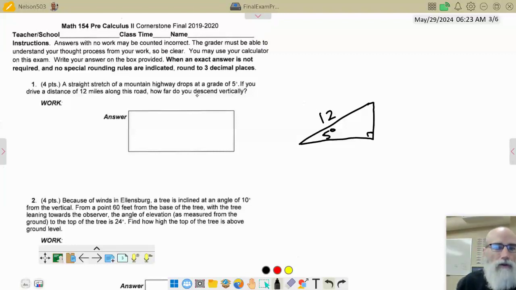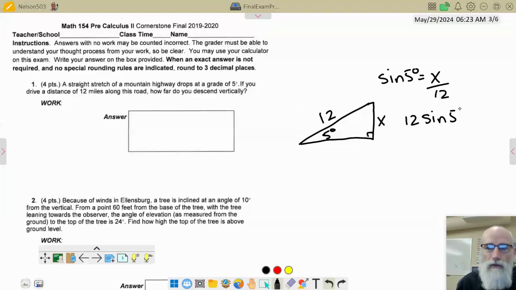How far do you descend? Oh, I guess we're driving down it. Sorry. How far do you descend vertically? So that would be this length right over here. This is another sine problem, right? Sine of 5 degrees equals x over 12. Multiply both sides by 12. So we've got 12 times the sine of 5 degrees equals x.